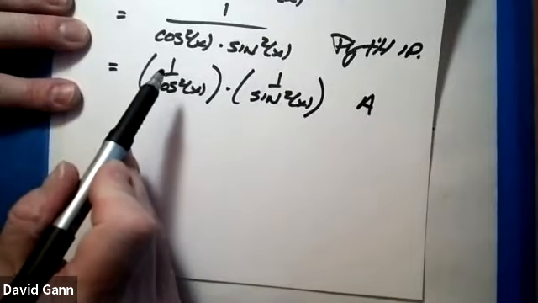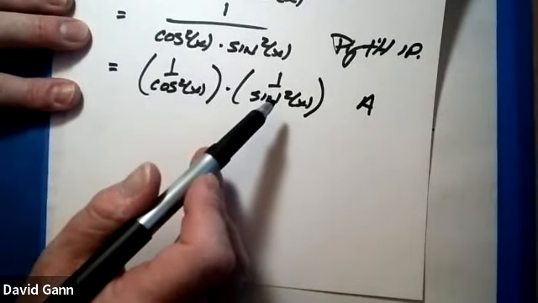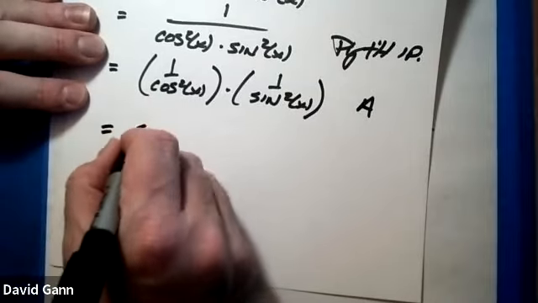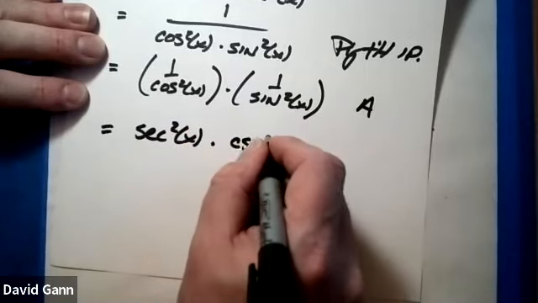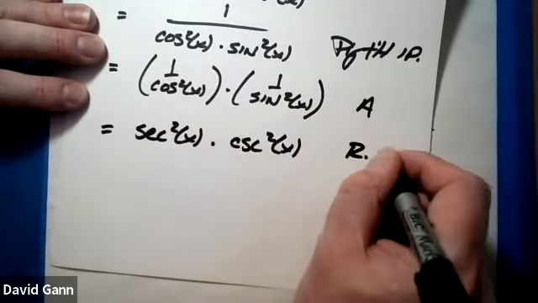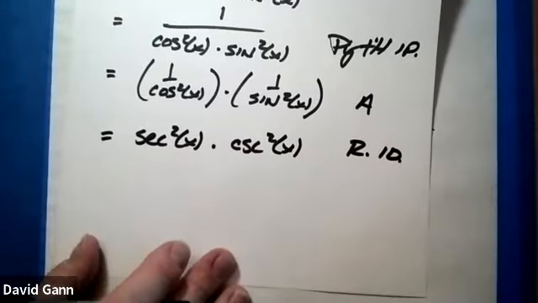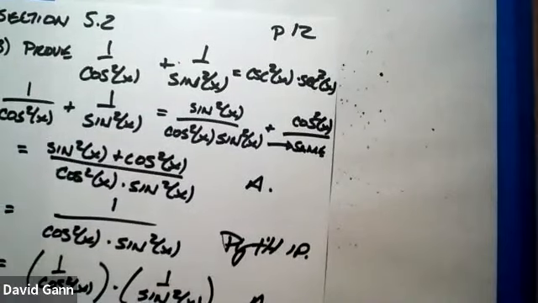And then, of course, 1 over cosine squared, well, that's secant squared. 1 over sine squared, well, that's cosecant squared. So I end up with secant squared of x times cosecant squared of x. This is two applications of reciprocal identities, two different reciprocal identities. Notice, aside from commutativity, that's what we have on the right.